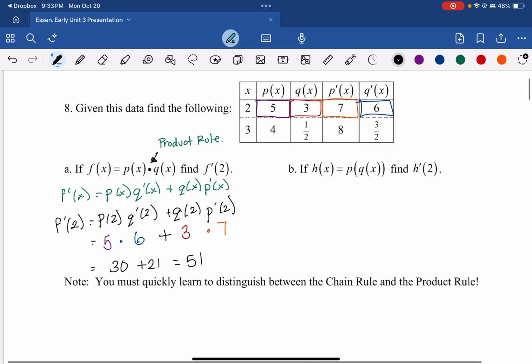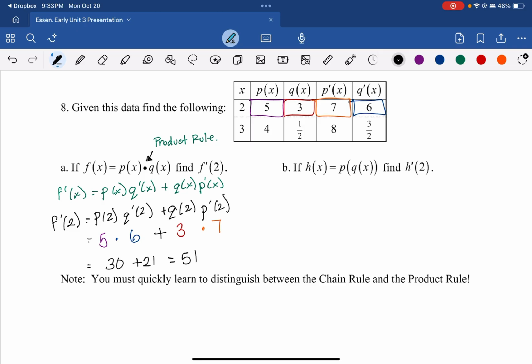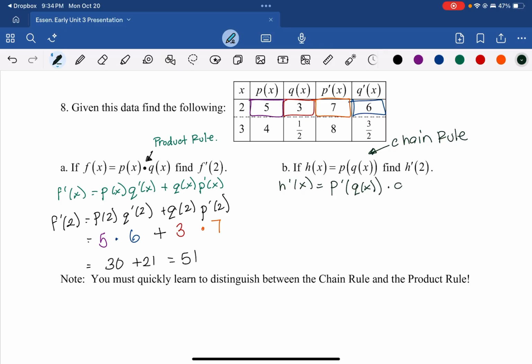Okay. Now let's go look at chain rule. Okay, we can see that we have that composition of functions, right? The q is nested in the p. And we want to find h prime of 2. So first off, we need to find out what h prime is, right? So it's the derivative of the outside. Inside stays the same. Times the derivative of the inside. So I've got p prime of q of x times q prime of x. I'm going to plug in our 2 here. So h prime at 2 is going to be p prime at q of 2 times q prime at 2.